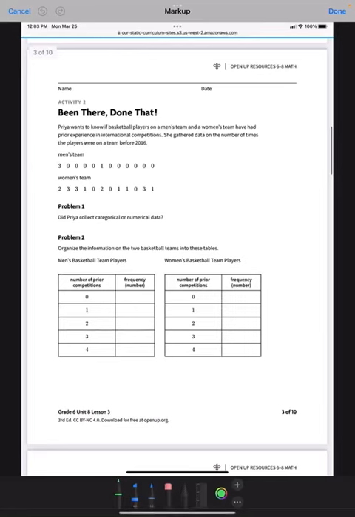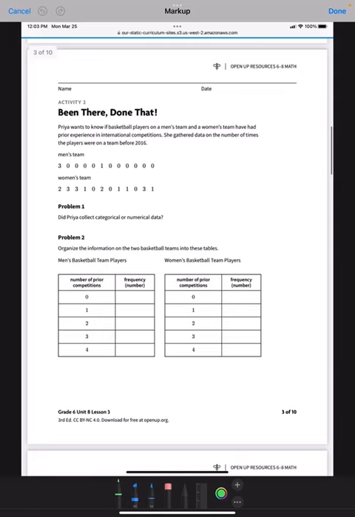We're going to move on to activity 2. This is on page 3. We are going to look at some data with numbers. It says, Priya wants to know if basketball players on a men's team and a women's team have had prior experience, meaning that they've played before. She gathered data on the number of times the players were on a team before 2016.